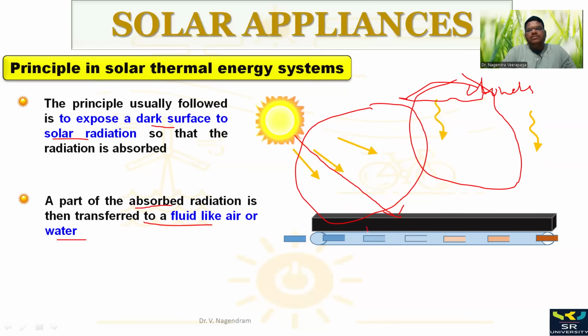Generally, in contact with this black body, we will have tubes. Suppose we take water, then these tubes are generally copper tubes. Why?